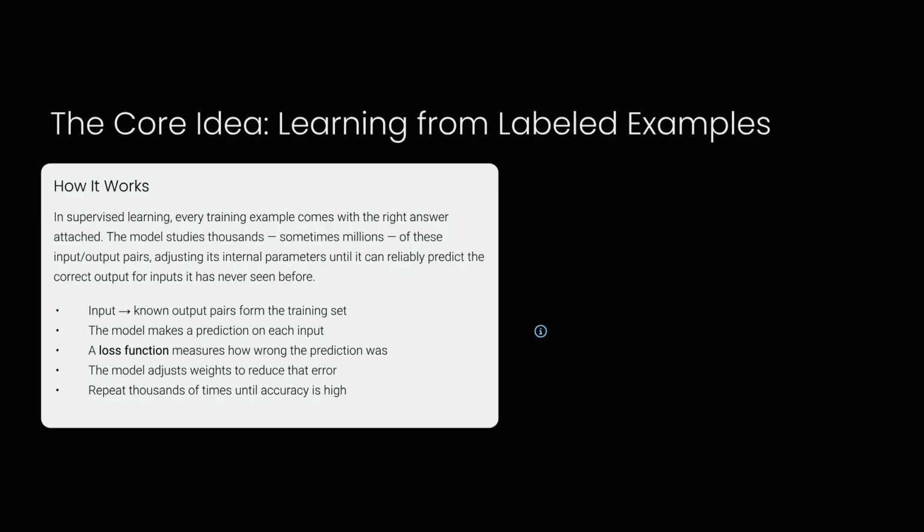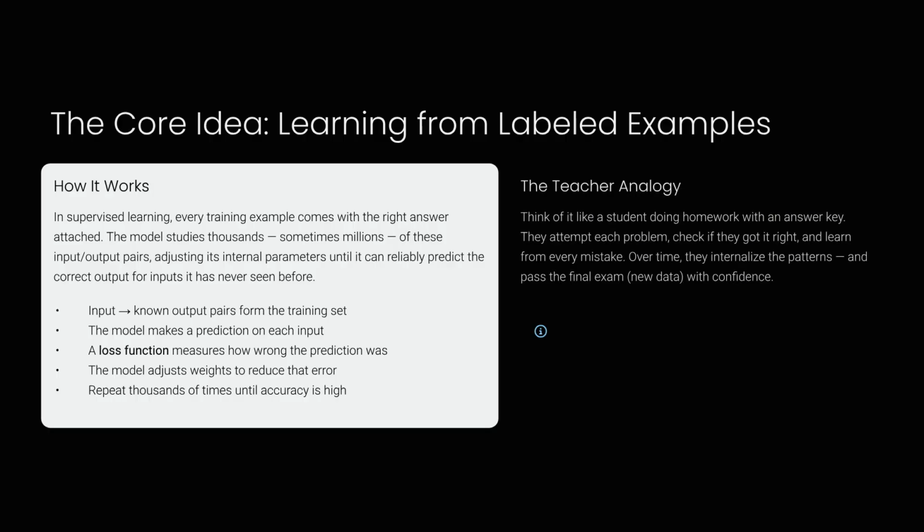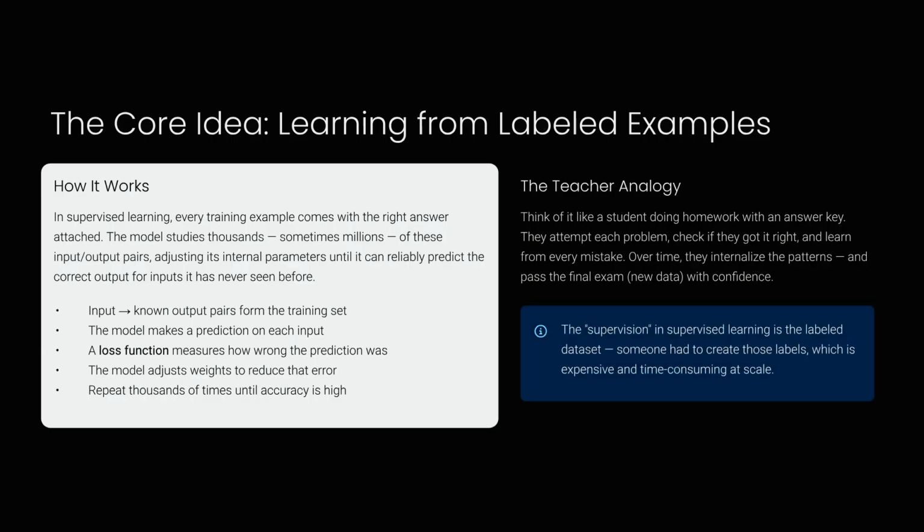In supervised learning, the model studies input-output pairs, adjusting parameters until it can predict the correct output. It's like a student using an answer key to learn from mistakes and pass an exam with new data. The supervision comes from the labeled dataset, which is time-consuming to create at scale.